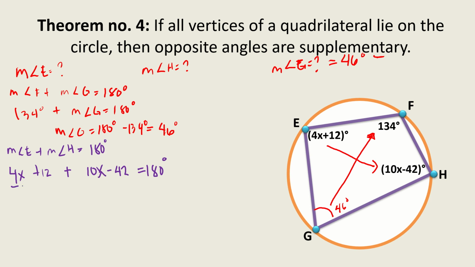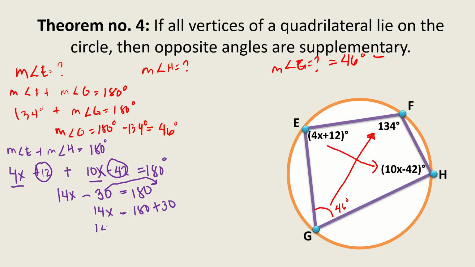Combine like terms. 4x plus 10x will give you 14x. Next, 12 minus 42 will give you negative 30. And that is equal to 180. Sunod, kailangan natin ay x lang dito sa kabilang side. So, si negative 30, ililipat sa kabila. So, from negative ay magiging positive. So, equals 180 plus 30. And 14x is equal to 180 plus 30, that is 210.